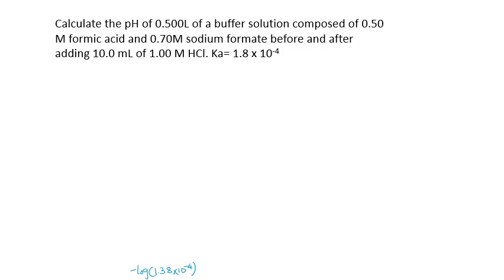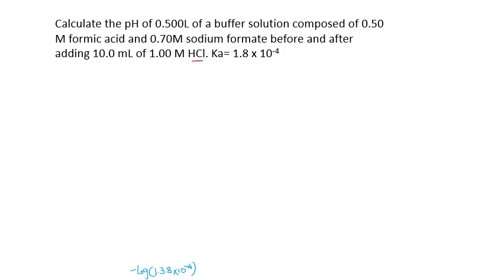And now a little more advanced question. Calculate the pH of 0.5 liter of a buffer solution composed of 0.5 molar formic acid and 0.7 molar sodium formate, before and after adding 10 milliliters of 1 molar HCl. The Ka of the acid is given as 1.8 times 10 to the power negative 4. So how is it different from the previous question? We are going to calculate the pH after adding an invader. So we are adding an invader, HCl.